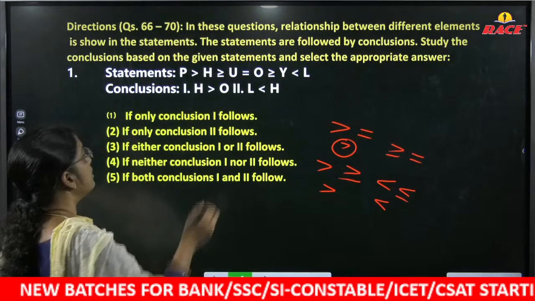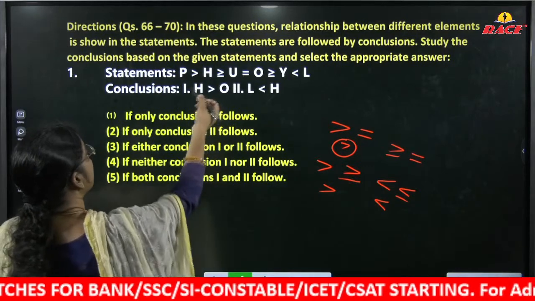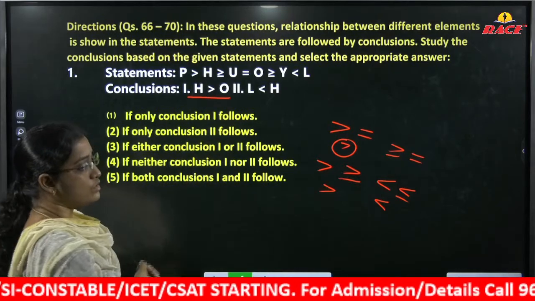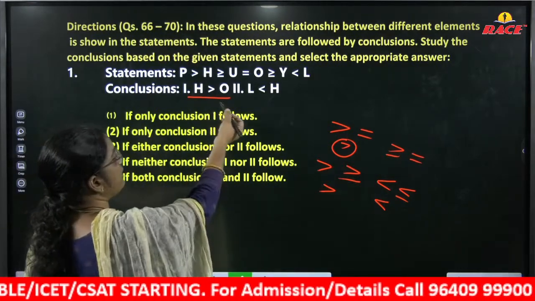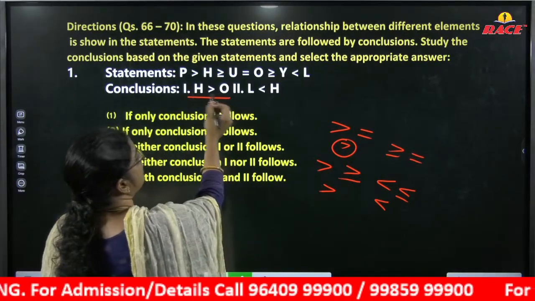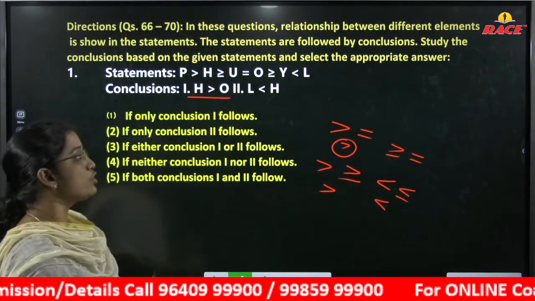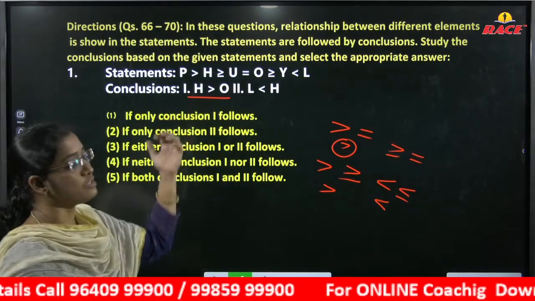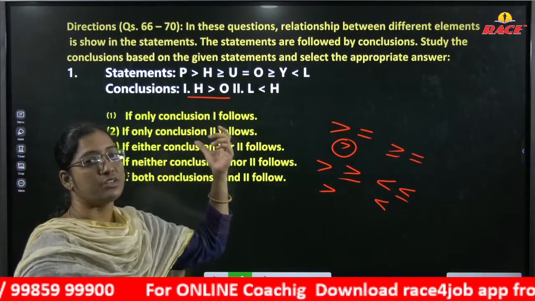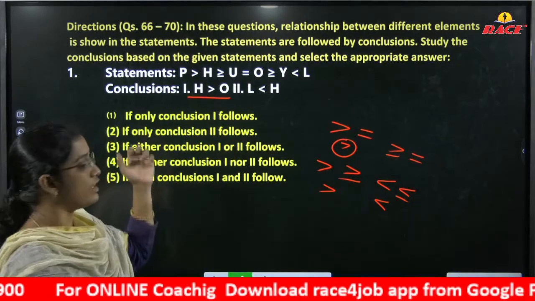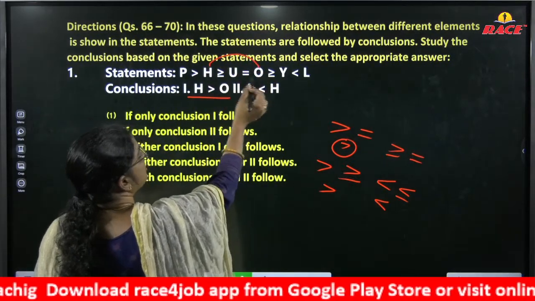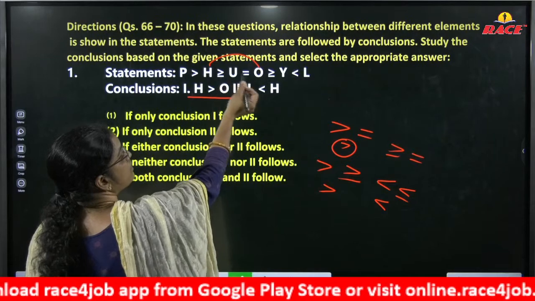Coming to our question, they are giving one statement and two conclusions, so take the first conclusion. What is your first conclusion? H greater than O. Here the H and O relation is greater than, so we have to find out whether the given relationship is satisfied by the statement or not. Just observe, between H and O we have two symbols, greater than or equal and equal.